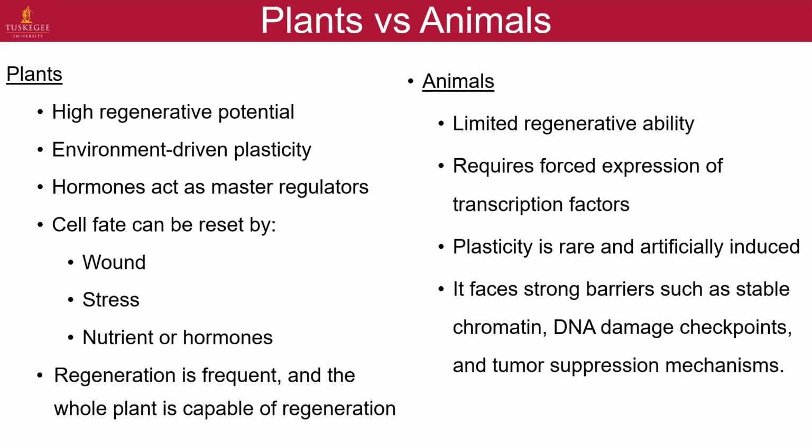So this limits the regenerative ability of animal cells, and for cellular plasticity to occur, there should be forced expression of transcription factors. And this has been explained by what we just talked about: stable chromatin, DNA damage checkpoints, and tumor suppression mechanisms.